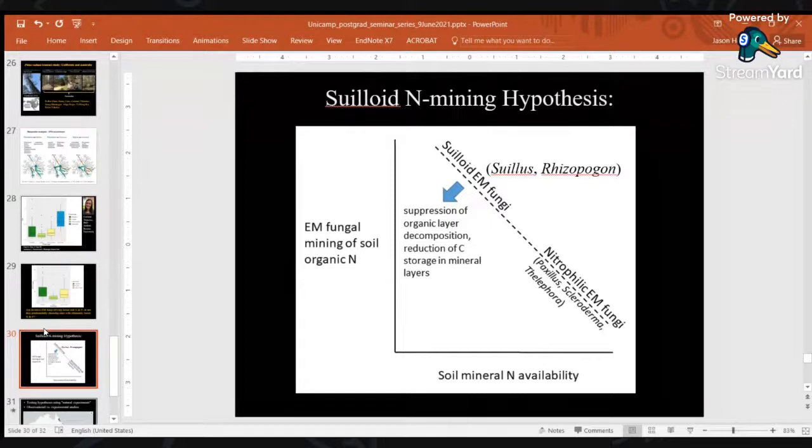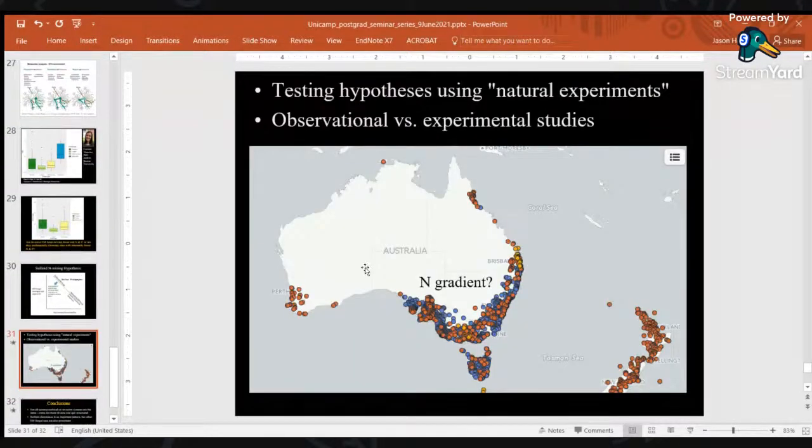And I want to just spend a minute talking about how to test hypotheses like this. So one idea is to use a natural experiment. For example, if we could find a nitrogen availability gradient across Australia. There may be a gradient in nitrogen deposition from industrial areas. There may be natural gradients of soil nitrogen availability, in which case we might predict that at certain sites, we would see higher suilloid dominance and higher levels of organic nitrogen being mined from the soil, and vice versa. This would be taking advantage of what we would call a natural experiment, where across the landscape, a phenomenon has occurred.